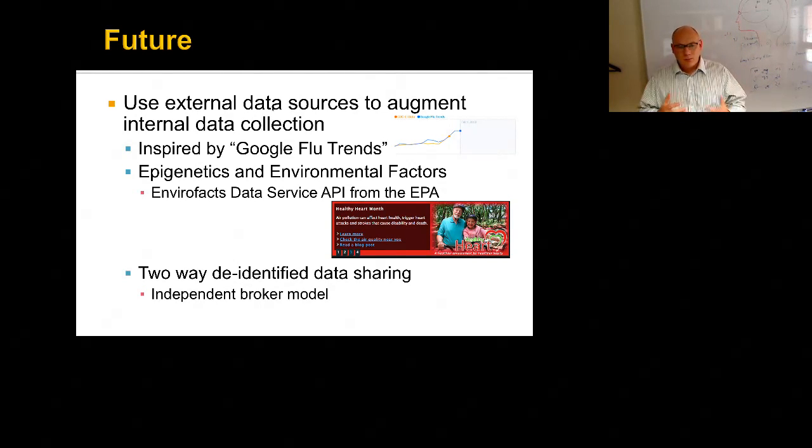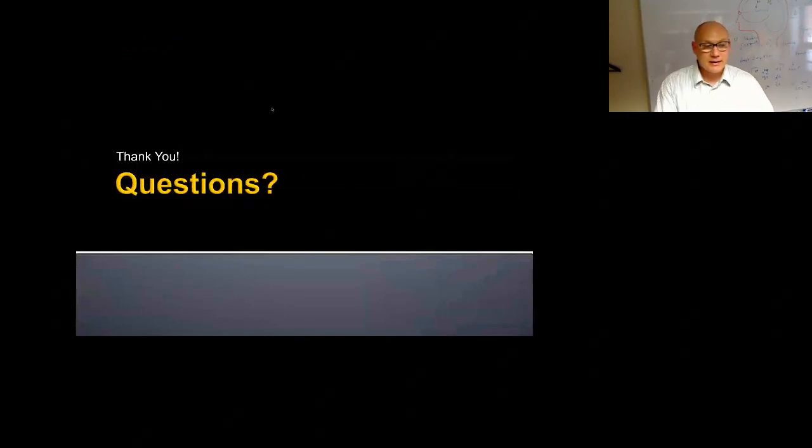So one of the challenges we're going to have with that is creating this two-way de-identified data sharing, where we can have some type of independent broker that can communicate between different groups so that the data that I have, I can share more easily in a de-identified way, and that other people can share their data with me in a de-identified way, so we can merge those two data sets together and have new findings that were otherwise not possible. So that's the end of my talk.